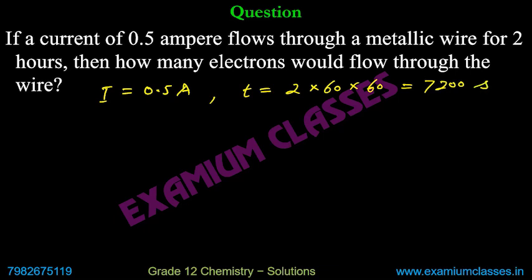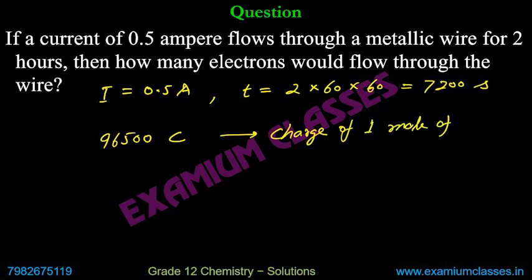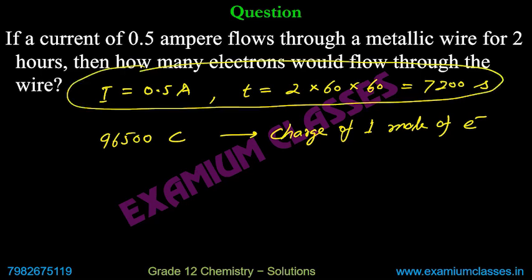So for how many electrons, we need to understand the relationship between the charge and electrons. We know that 1 Faraday, 96500 coulombs, corresponds to 1 mole of electrons. This is actually the charge of 1 mole of electrons. So if we can calculate charge from here, we can apply the unitary method.